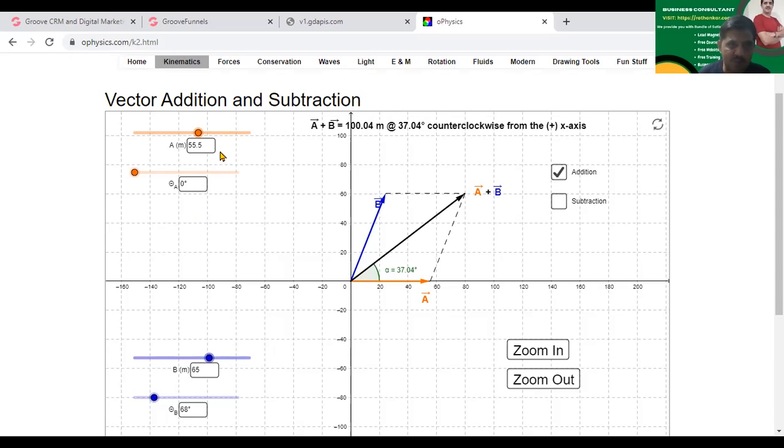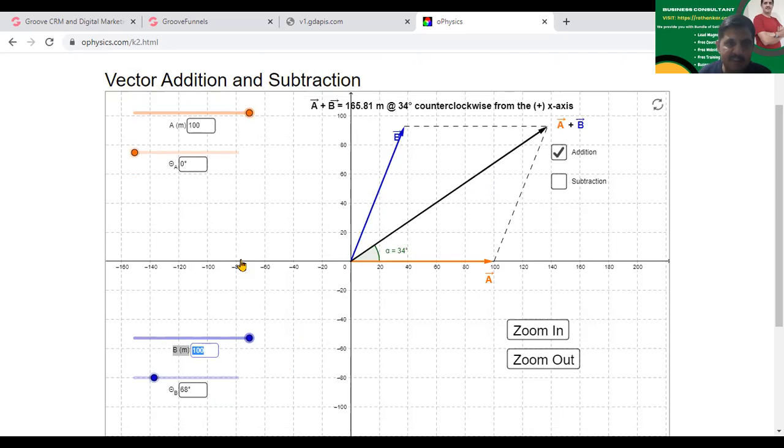For example, let me make one of these vectors 100. The other vector also I will make 100. That means these two are equal length vectors. Plus I enter. Now you see here, I will make the angle between these two. Theta A is 0 degrees, and theta B is 68 degrees with respect to the x-axis. Now this black line that you observe here is nothing but your resultant vector, which is making an angle of 34 degrees, which is half of it.